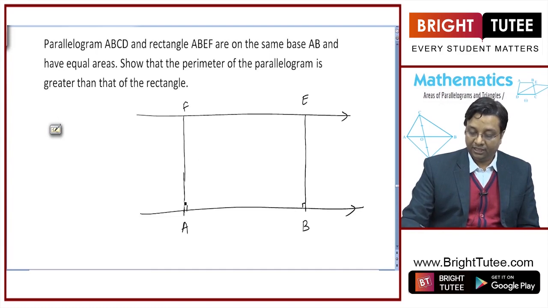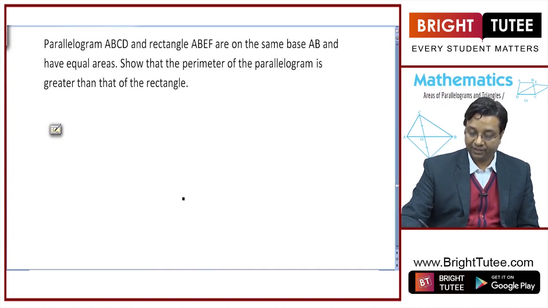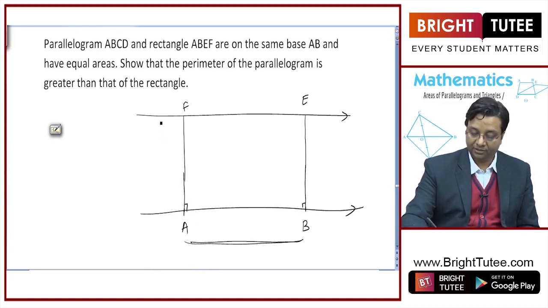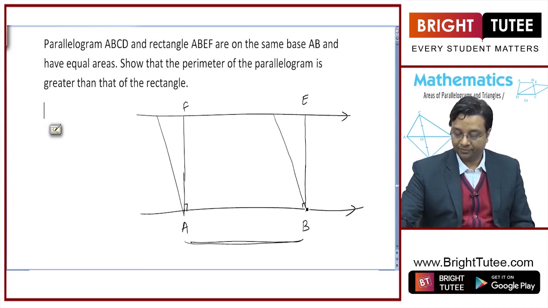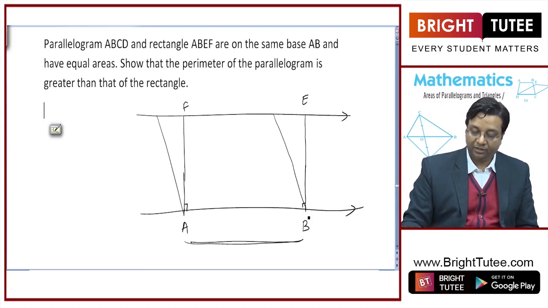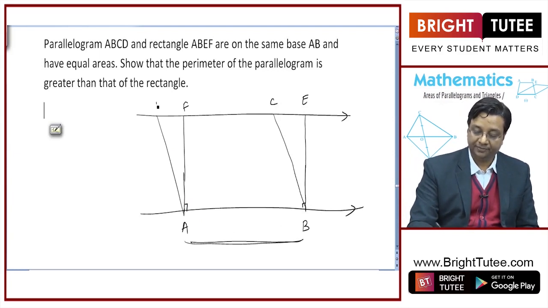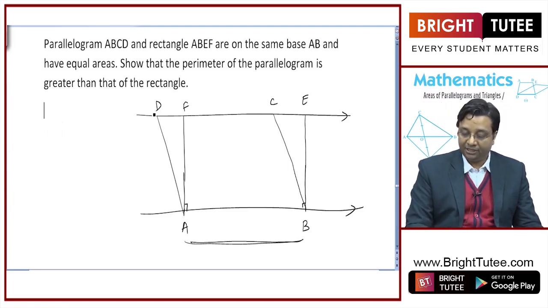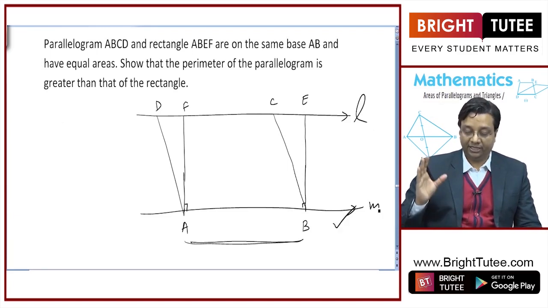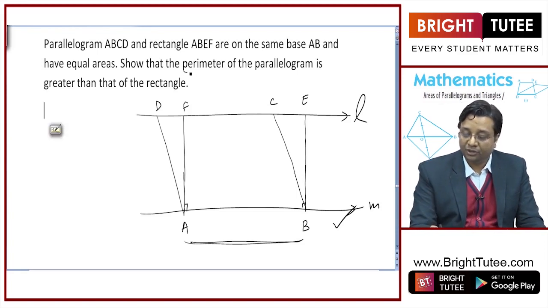Now, I draw another quadrilateral on the same base AB, but this time it is not a rectangle. So, let me draw it like this. Okay, this is parallelogram ABCD. Their areas will obviously be equal. Why? Because these lie on same base AB and between same parallel lines, let us say L and M. Okay, so their areas are definitely equal. But what about their perimeters?